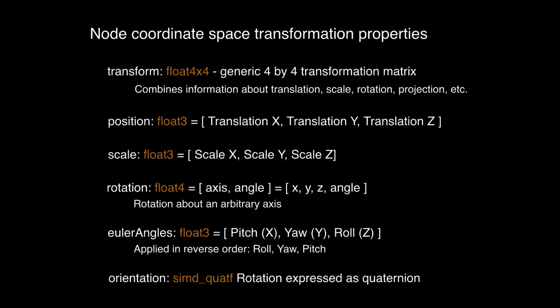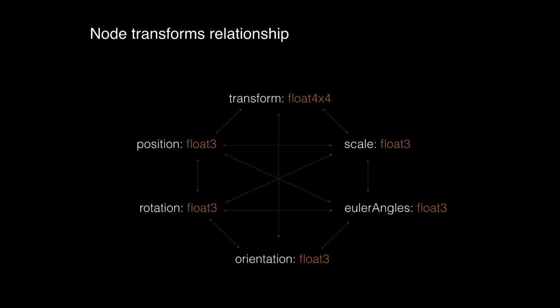A 4x4 matrix could not be interpolated, and the transform property is not animatable in SceneKit. All other properties like position, scale, rotation, Euler angles, and orientation are animatable. This means that SceneKit can smoothly interpolate between two values. When one of these properties is changed, this change is reflected in the other properties.